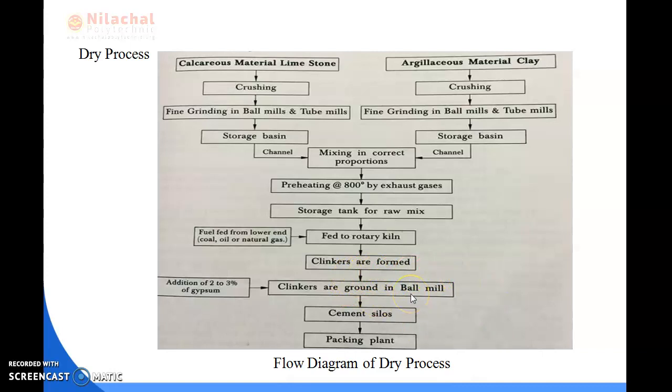After that, the cement has been produced and it is sent to the packing plant or the manufacturing site. Okay, the next process we will be studying in the next slide. Thank you.